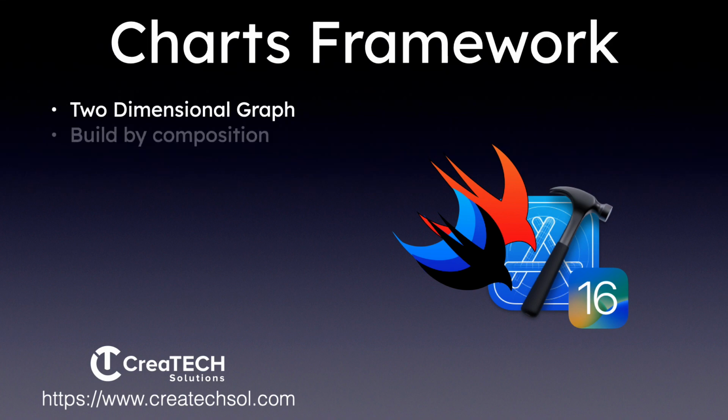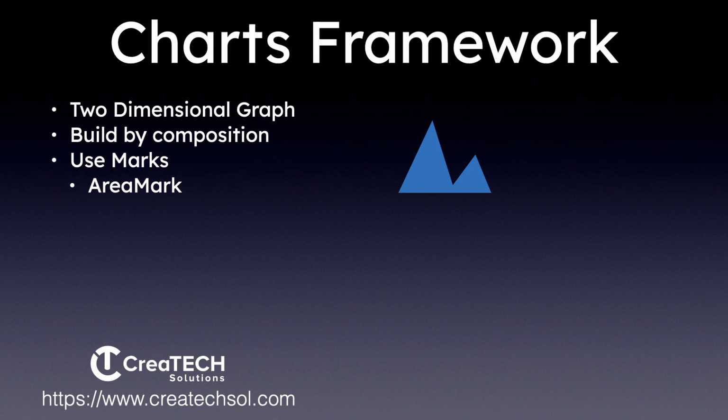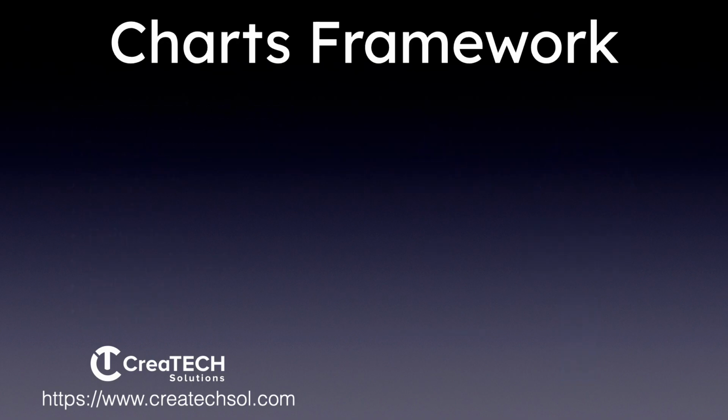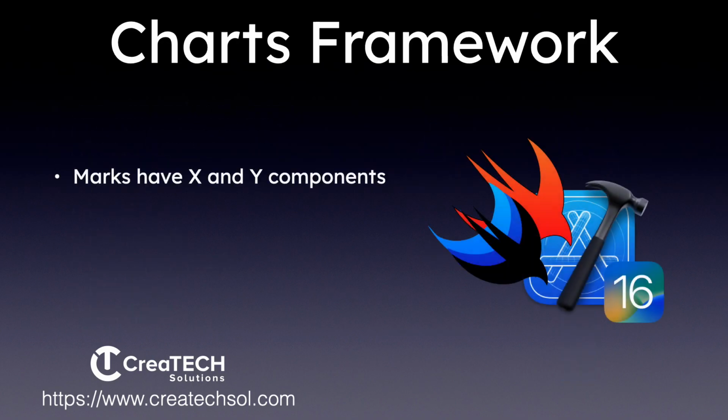And think of a chart as a two-dimensional graph where you have both an X and a Y axis. You build charts in a very friendly SwiftUI way by composition. And the basic component of a chart is a mark. And you can choose from an area mark, a line mark, a point mark, a rectangle mark, a rule mark, or a bar mark. And you can also choose to have different types within your chart.